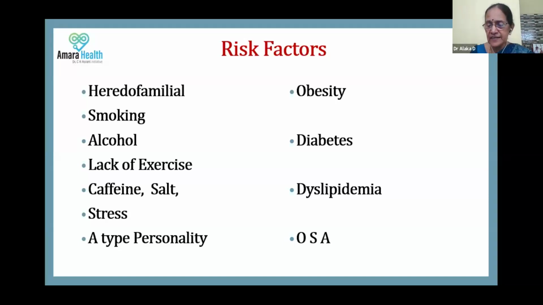What are the other risk factors? Obesity, diabetes, and dyslipidemia. They will decrease the elasticity of the peripheral vessels and will increase the diastolic pressure. When the diastolic increases, naturally the heart will have to increase the systolic pressure. And then there is another condition which is called OSA, obstructive sleep apnea. Usually it is seen with obesity. But people who have obstructive sleep apnea are also at risk for hypertension.